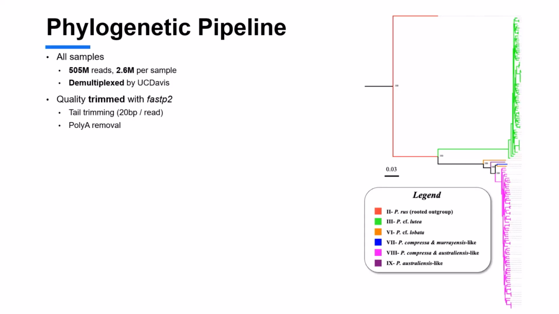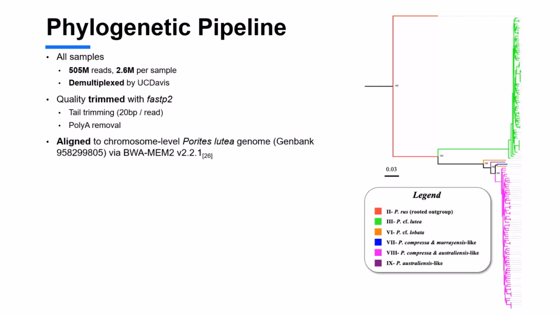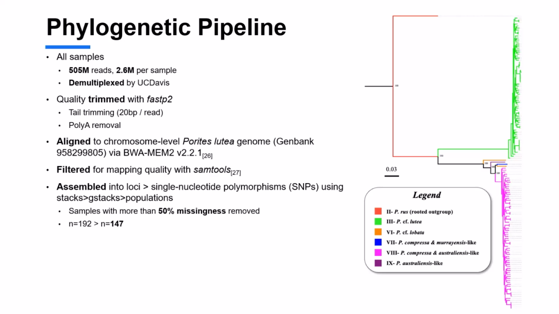So the first step was trimming these reads with a program called FastP2, which included tail trimming on both the 5' and 3' end of each read, as well as the removal of poly A tails. Each trimmed read was then aligned to the chromosome-level Porites lutea reference genome via the BWA-MEM2 algorithm, and then aligned reads were filtered according to their mapping quality with the program SAMtools. Filtered and aligned reads were then assembled into loci and eventually SNPs using the Stacks gstacks and populations pipeline. So at this stage, samples that had more than 50% of their reference missing were removed from this analysis, and the entire pipeline was rerun.